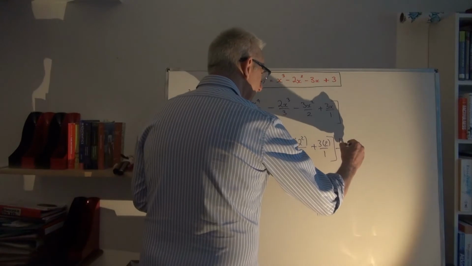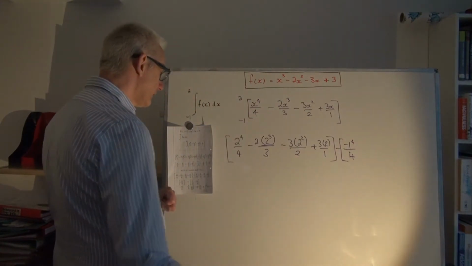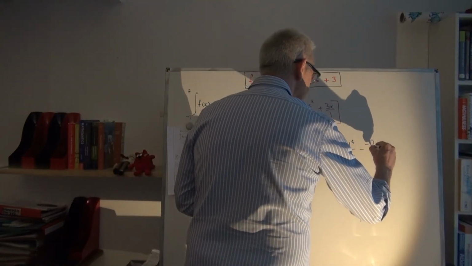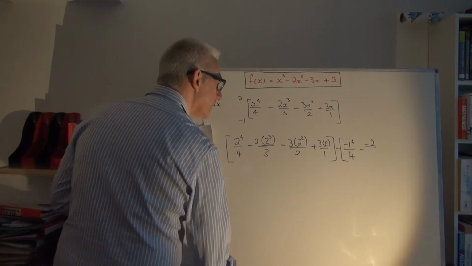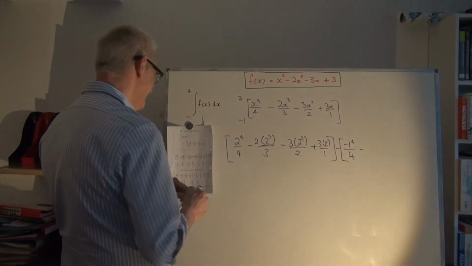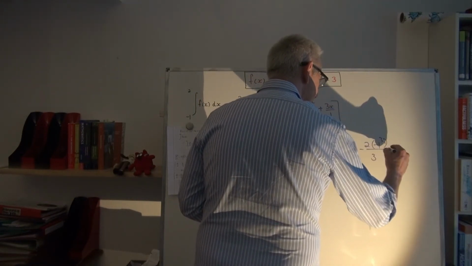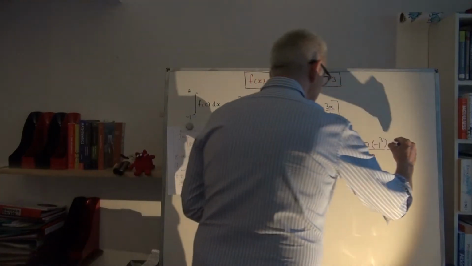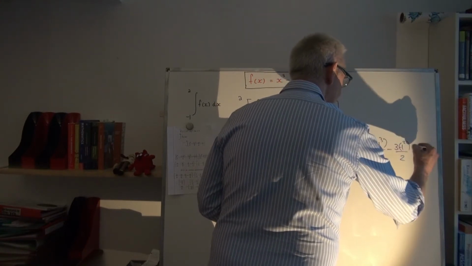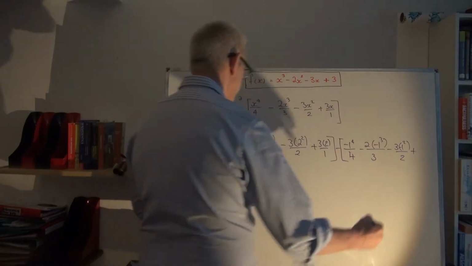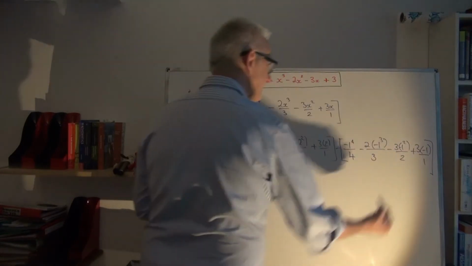So minus 1 to the 4 over 4, minus 2 times minus 1 cubed over 3, minus 3 times minus 1 squared over 2, and then we're going to add on at the end 3 times minus 1 over 1, which is going to give us a negative there in the end.